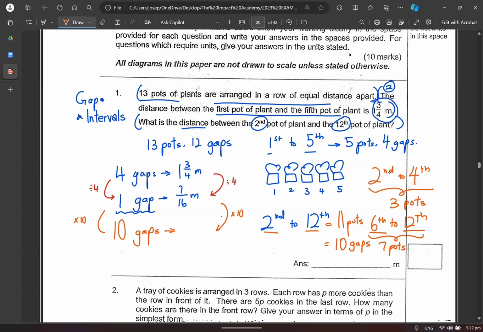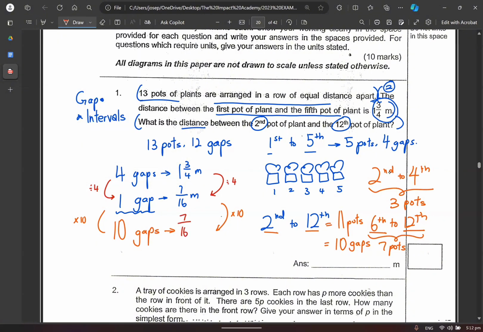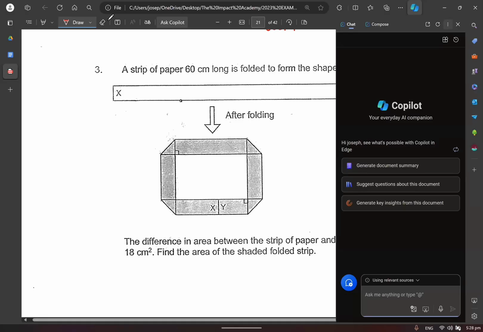Am I making sense here so far? Okay, so what I want to do now, of course, is 7 over 16 times 10. You get 70 over 16, which is how much? 4 3 over 8. Very good. 4 3 over 8 meters. And therefore, this is your answer for this question.